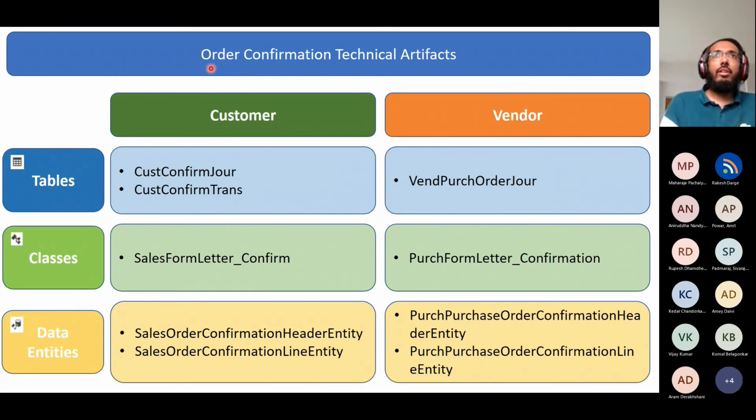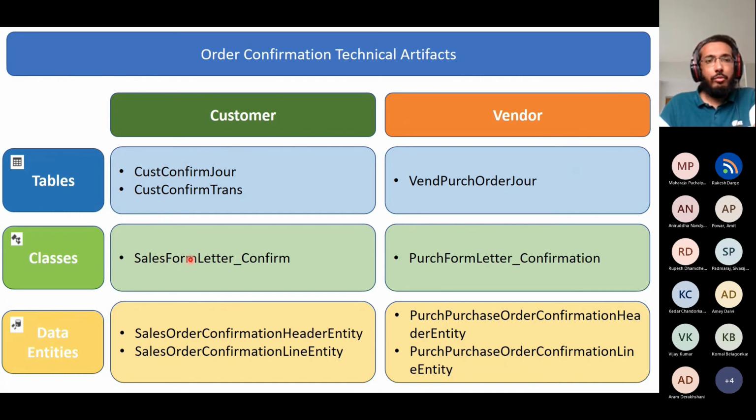So we all know that we perform an order confirmation, a sales order confirmation or a purchase order confirmation. But we don't know behind the scenes which tables are being impacted. And that's where this guide will help you: for confirmations, we use cust confirm jour for maintaining the header information and cust confirm trans for maintaining the line level information. Again, these tables are not your financial tables. They're just a process that we perform of confirmation in between. We don't actually impact any financials as of now.